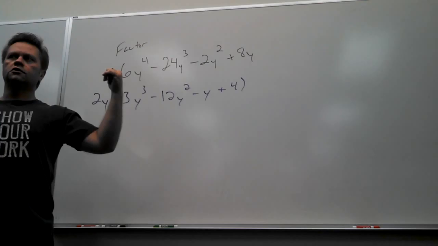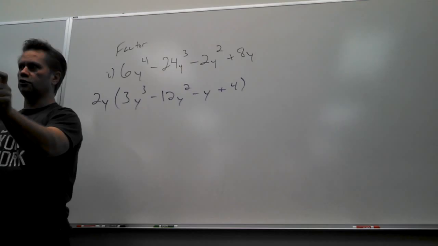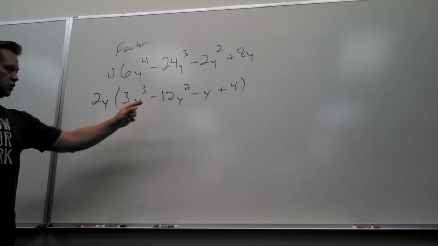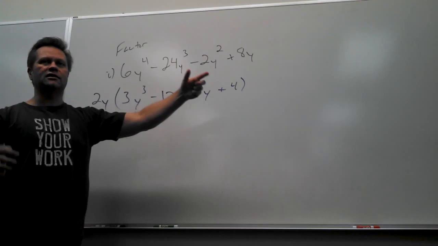Now, if you didn't do that, if you just started to group, you're not wrong. It's just, guess what? At the end, you're able to take a 2y out of one of the little things. You either take it out first or you take it out last. But I want to show you, taking it out first, that's the smarter way to do it. Because then everything inside, there's less inside. I don't have to worry about as much. Right? All the numbers are smaller.